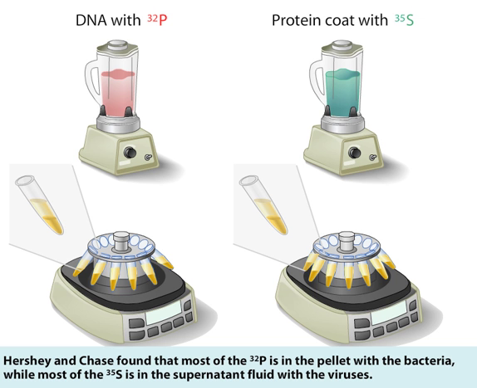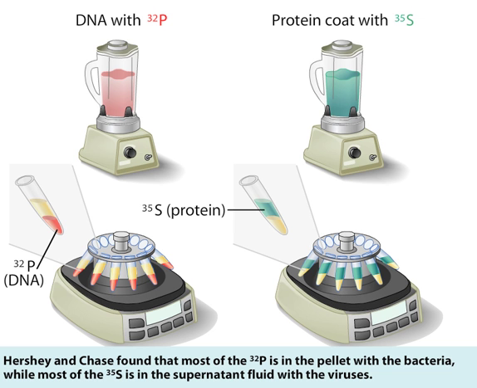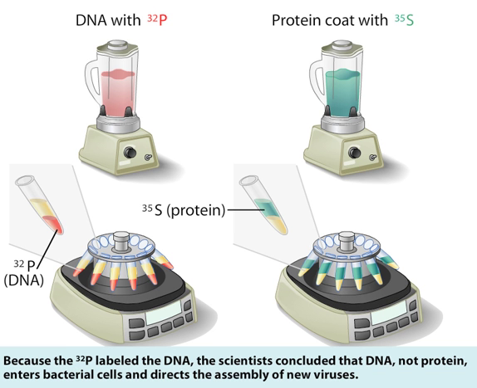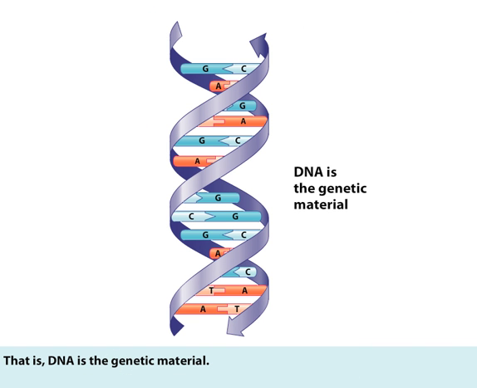Hershey and Chase found that most of the P-32 is in the pellet with the bacteria, while most of the S-35 is in the supernatant fluid with the viruses. Because the P-32 labeled the DNA, the scientists concluded that DNA, not protein, enters bacterial cells and directs the assembly of new viruses. That is, DNA is the genetic material.